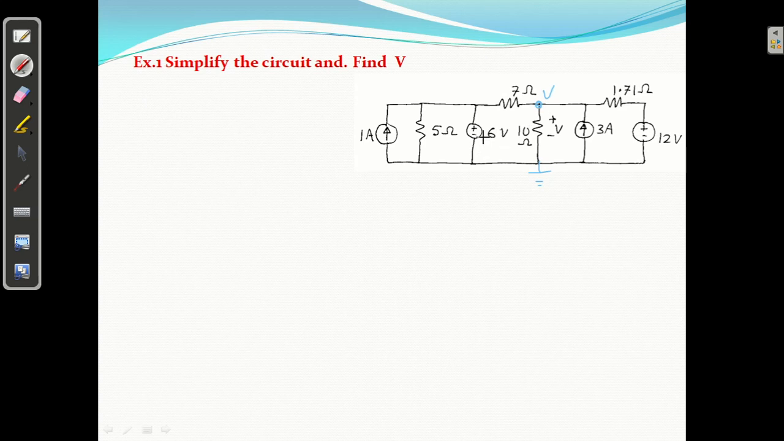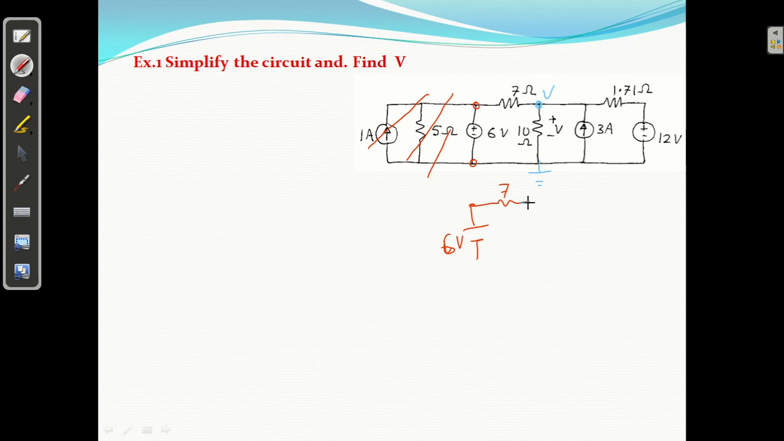Now please see here. I told you already, anything in parallel with the voltage source, we have to find the quantity at this side. So anything parallel with the voltage source V is redundant. You can say the 5 ohm and 1 ampere source are connected in parallel with the voltage source. If you want, you can remove it. That is redundant, right?